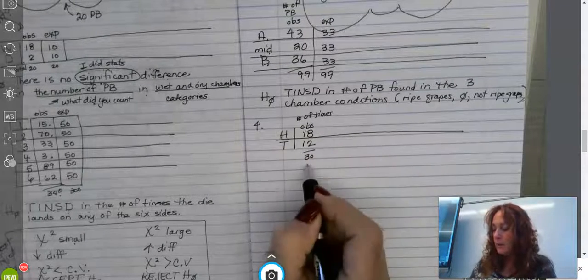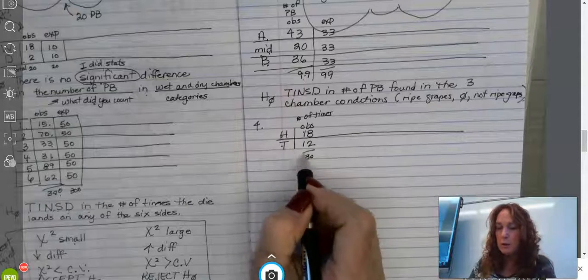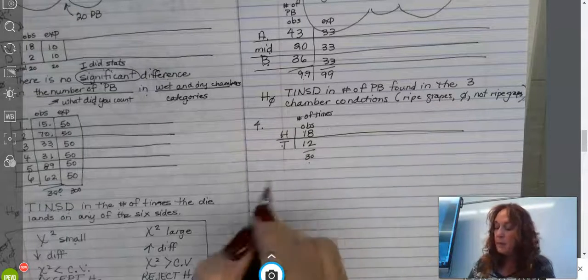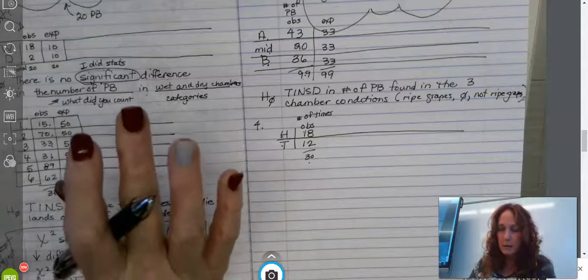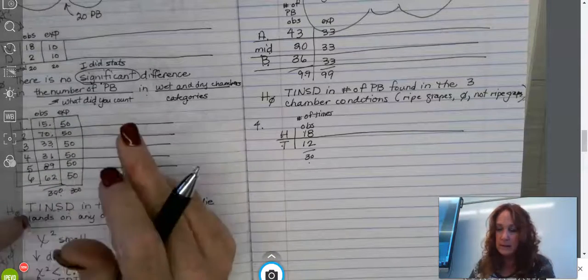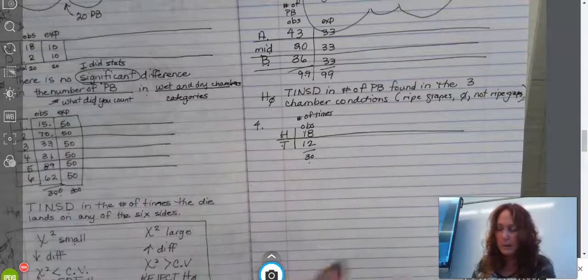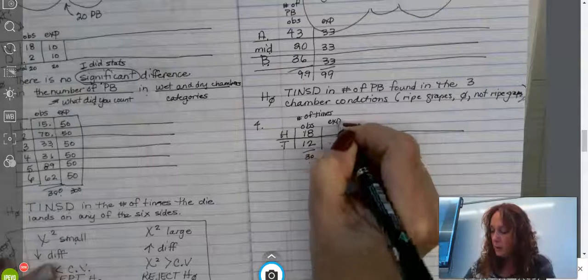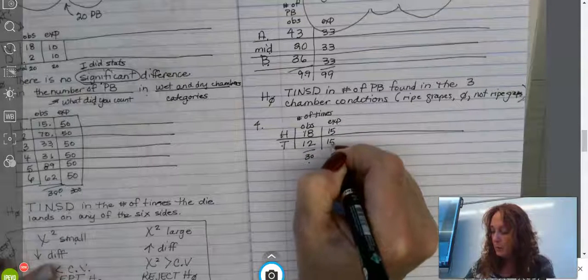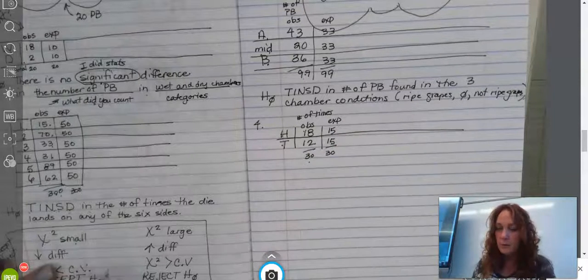And that's sweet, 30, because you've got two conditions. 2 goes into 30 equally, because if the coin is not weighted, you should have the same chance of flipping a head as a tail. So there's equal probability. So we would expect the same number of heads and tails, right?